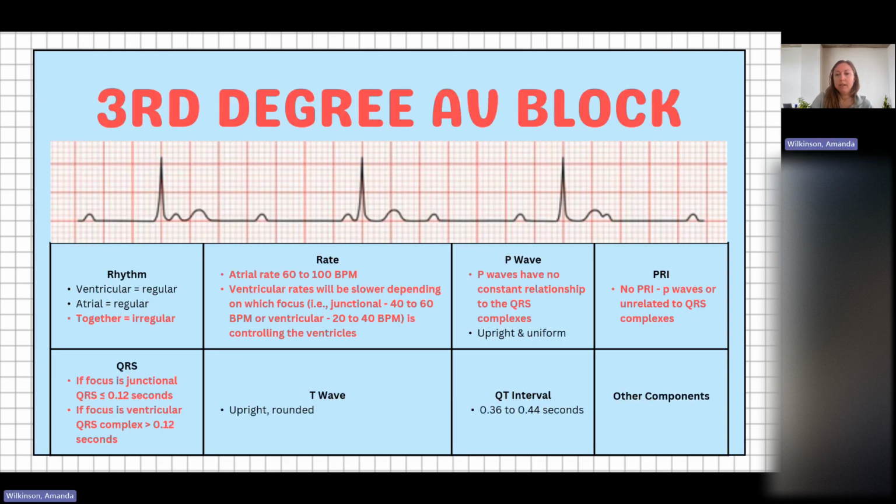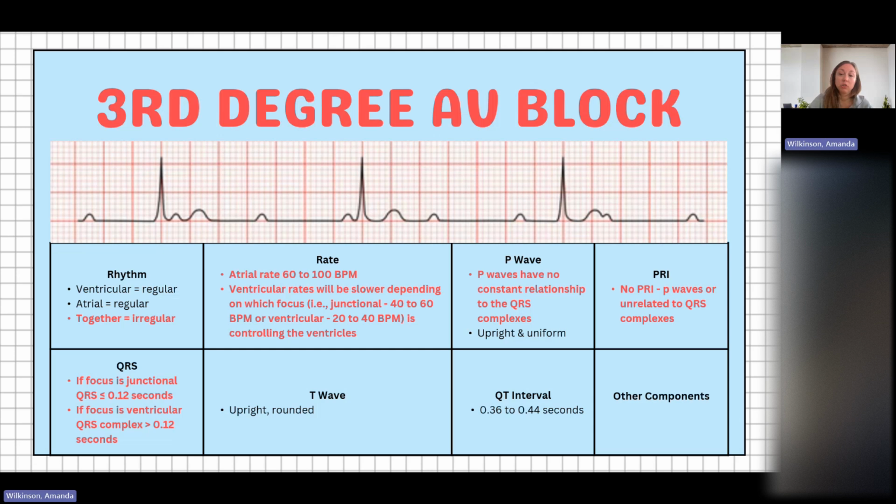So here's what a complete heart block looks like. You'll notice both the P waves and QRS complexes appear regular, but they're not talking to each other. So there's no consistent relationship between them. The atrial rate is usually normal, around 60 to 100, but the ventricular rate is often slower depending on the escape pacemaker.